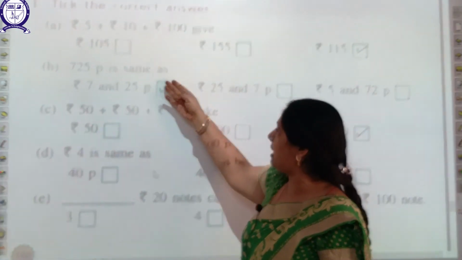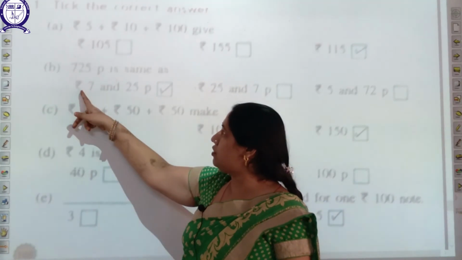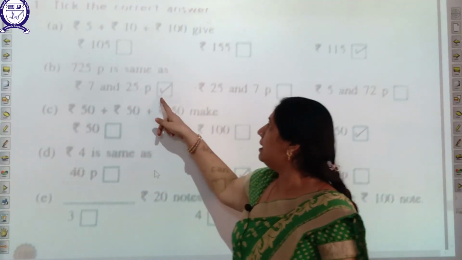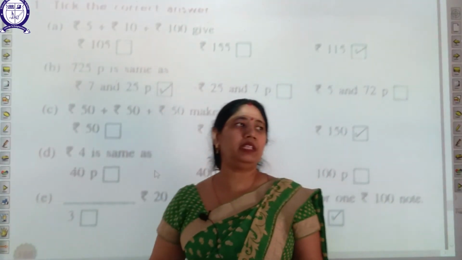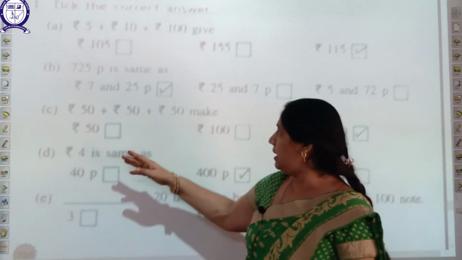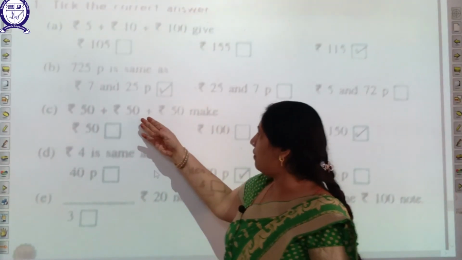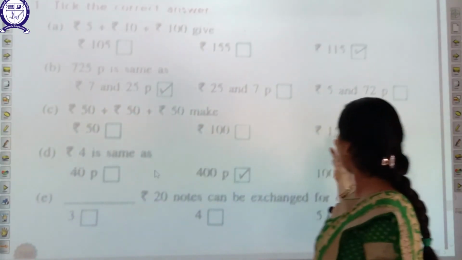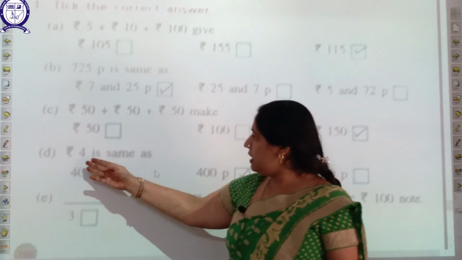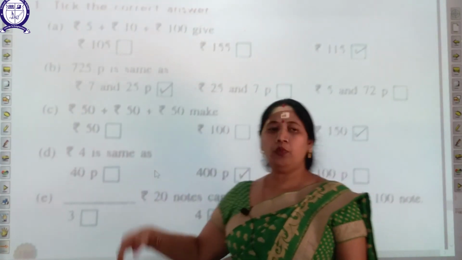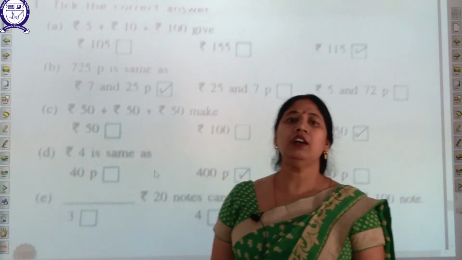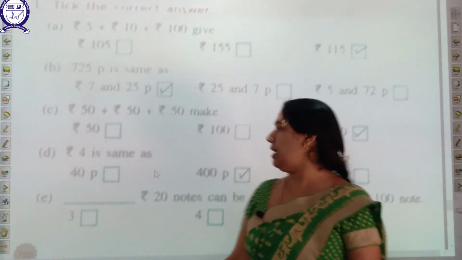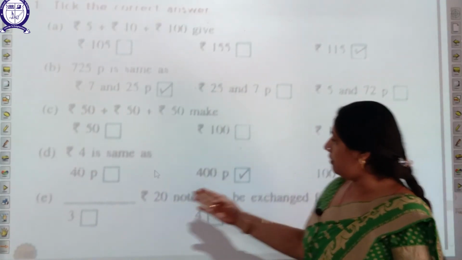725 paisa is the same as, look here, 7 is rupees and 25 is paisa, that is equal to 7 rupees and 25 paise. 50 rupees plus 50 is 100 rupees, plus 50 is 150 rupees. Rupees 4 is the same as, 4 rupees is equal to how many paisa? 400 paisa. So we have to put a tick here.